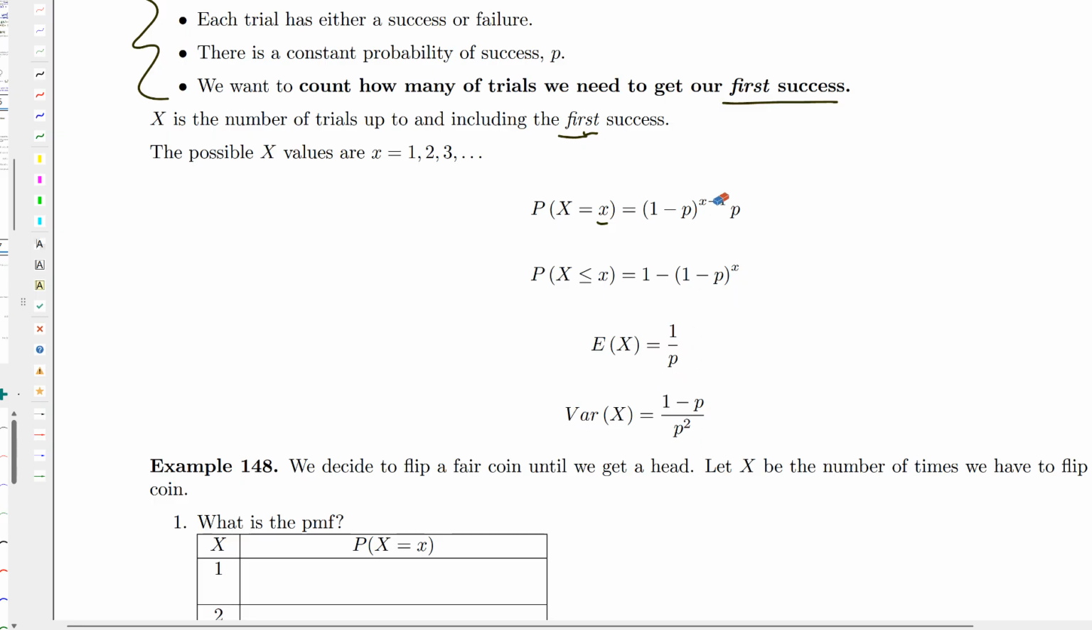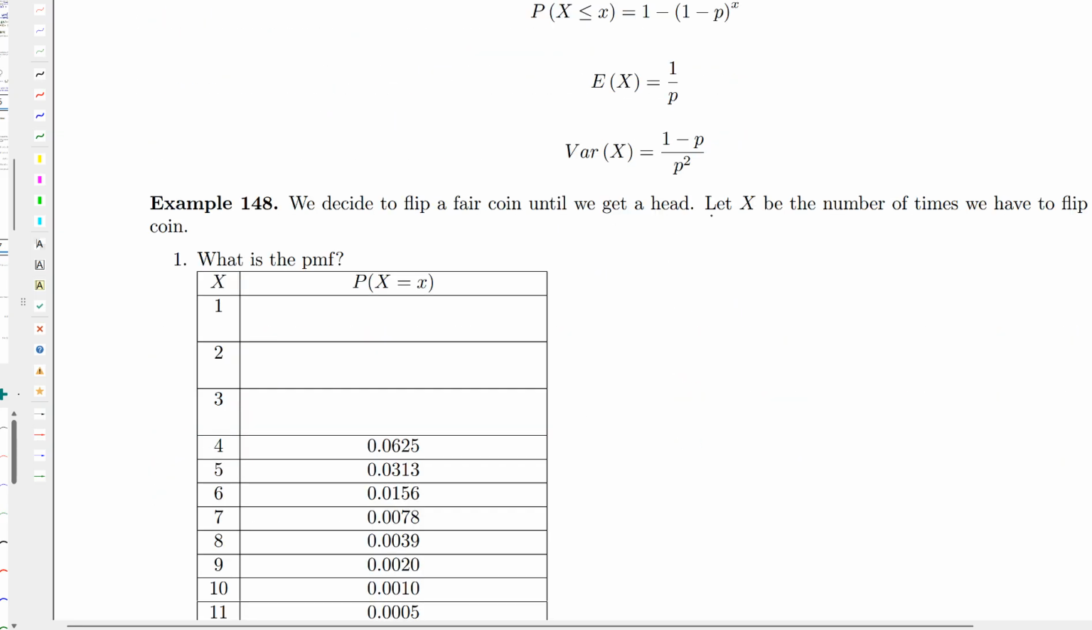So we decide to flip a fair coin until we get a head. Let X be the number of times we have to flip the coin to get the first head.